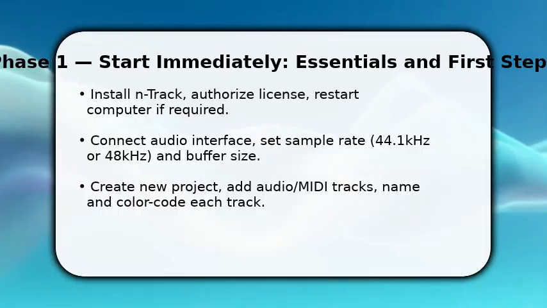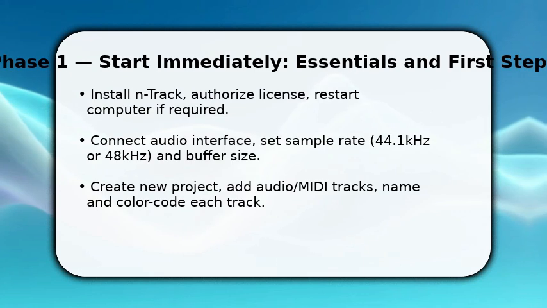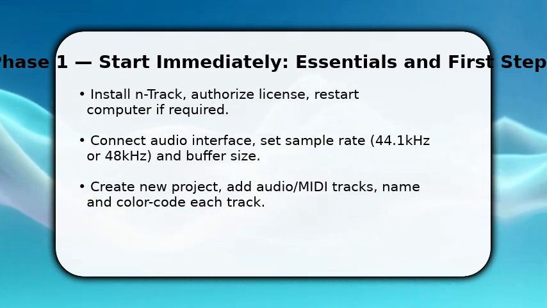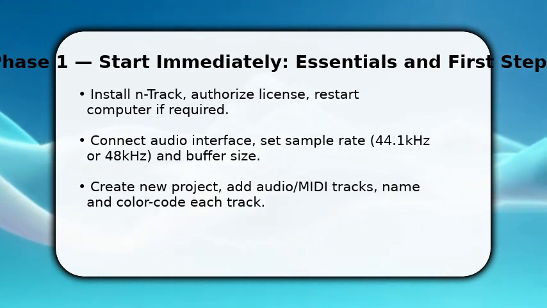You begin by opening NTrack and creating a new project. Set your sample rate and buffer size so latency stays manageable. Once done, choose the audio interface in Settings, then arm an audio track and check levels. You want peaks around -6 dB for headroom.